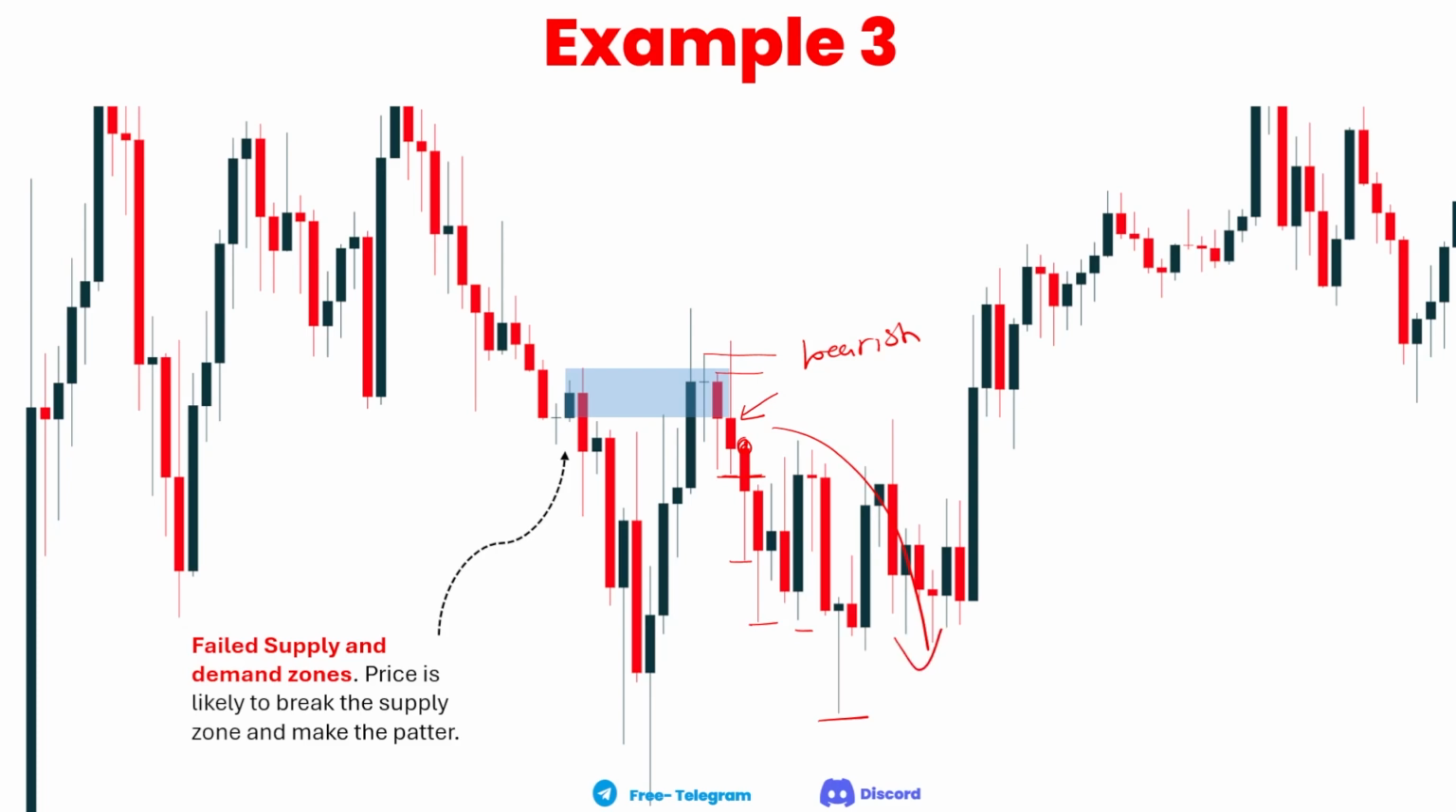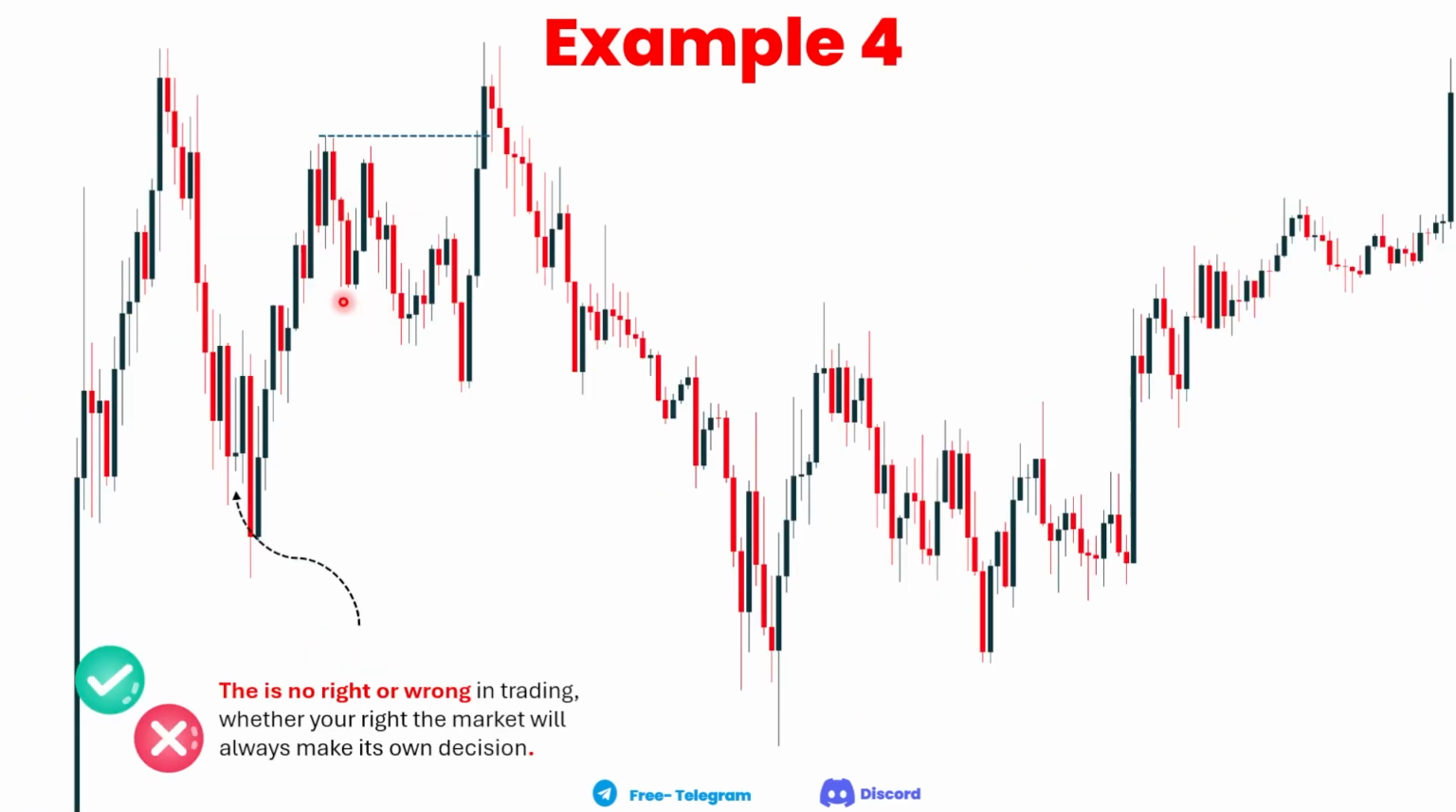Okay, so let's move on to example 4. We have this example 4 over here. In the market, there is no right or wrong in trading. Whether you are right or wrong, the market will always make its own decisions. So you can see that we have this low, we have this low, then this bullish candlestick closed bullish. That means you'll be looking to enter long here, and then put your stop loss below this low. But then on the next candlestick, the market just bullied you and then stopped you out. So you just have to use proper risk management if this thing happens to you.